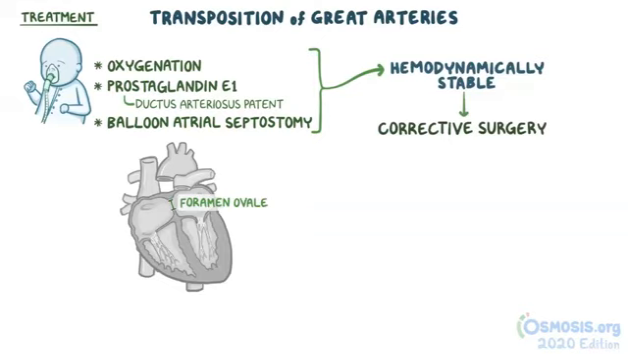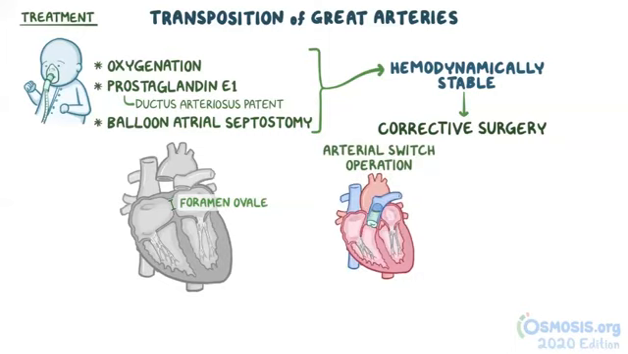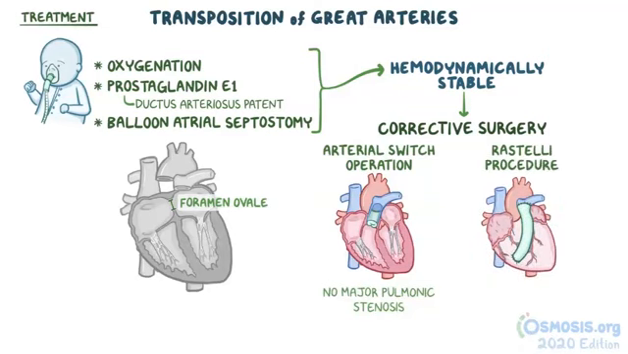There are currently two commonly used surgical procedures for dextrotransposition: the arterial switch operation, which is the standard procedure for dextrotransposition without major pulmonic stenosis, and the Rastelli procedure, which is indicated in those with a large VSD and pulmonary stenosis.